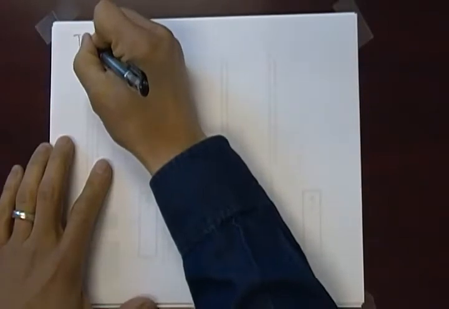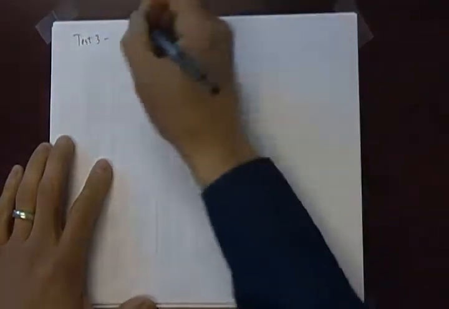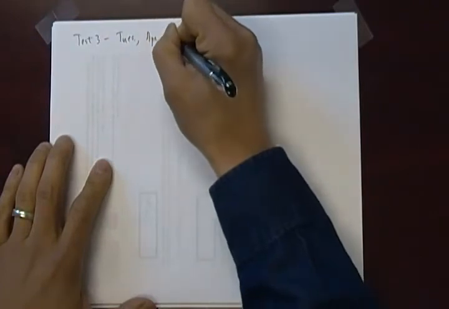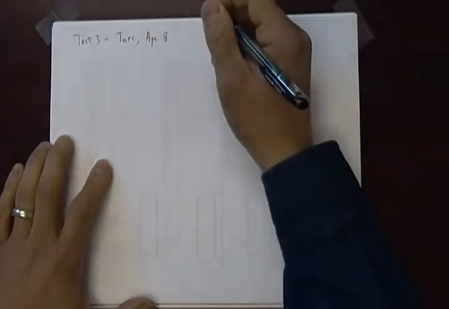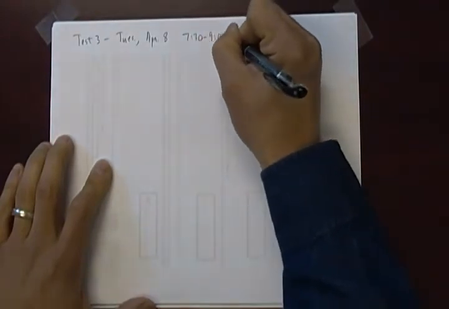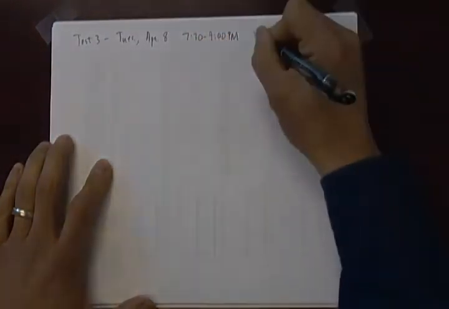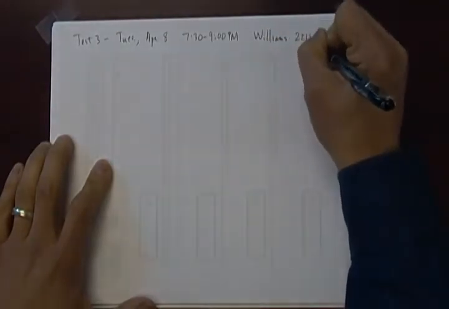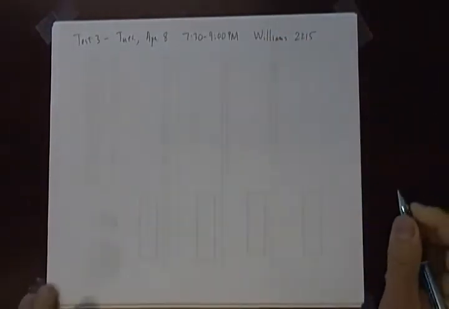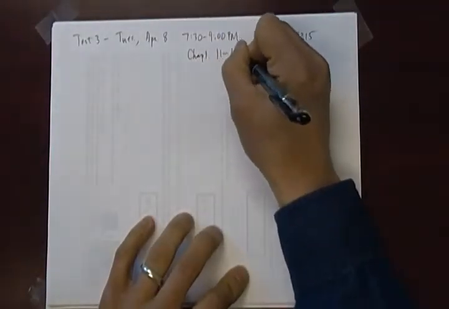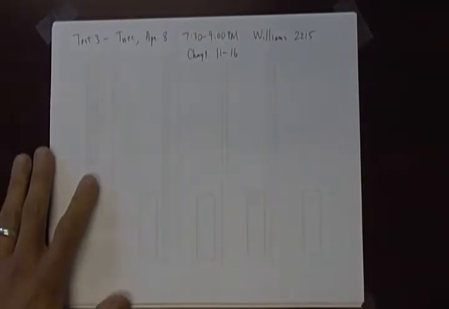I first want to give a reminder that test 3 will be Tuesday, April 8th, from 7:30 to 9 o'clock p.m. And our section is in Williams 2215. And the material covered will be chapters 11 through 16.